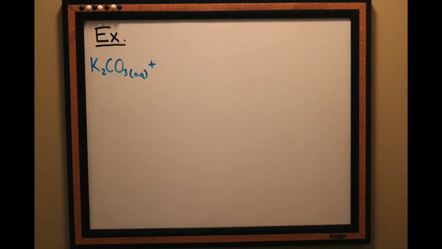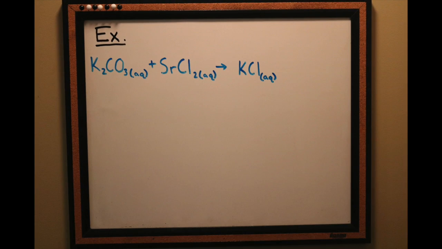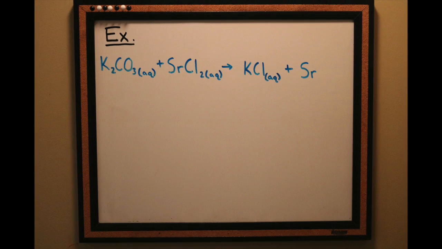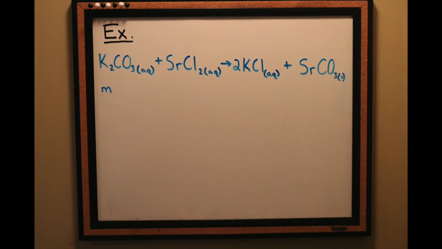K2CO3 aqueous plus SrCl2 aqueous yields KCl aqueous plus SrCO3 solid. Then balance by putting a 2 in front of KCl. This is the full reaction, so it's the molecular equation. In the next equation, all the aqueous ionic compounds become dissociated.